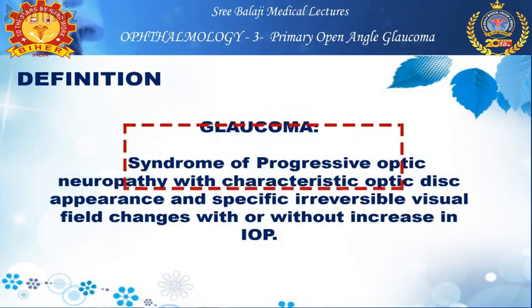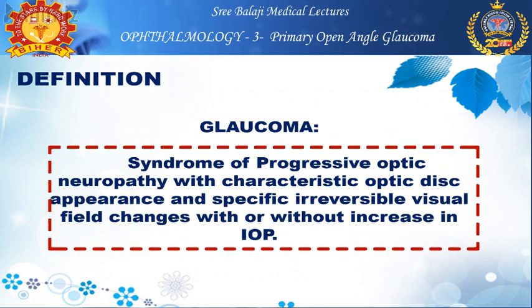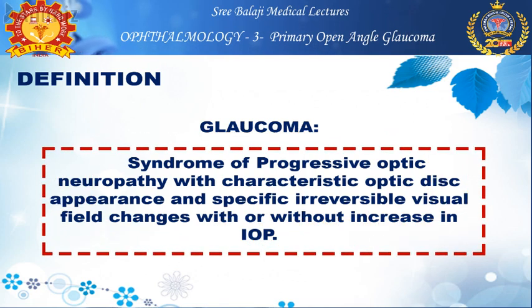Glaucoma is defined as a syndrome or a group of disorders of progressive optic neuropathy with characteristic optic disc appearance and specific irreversible visual field changes with or without an increase in the intraocular pressure. It is the third leading cause of blindness throughout the world and also the major cause of irreversible visual loss.